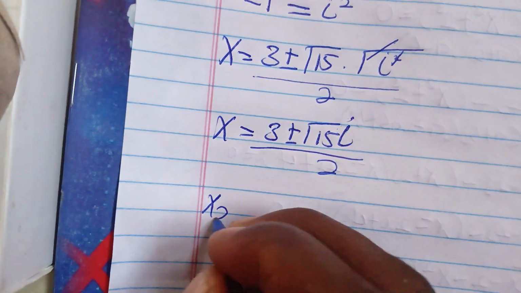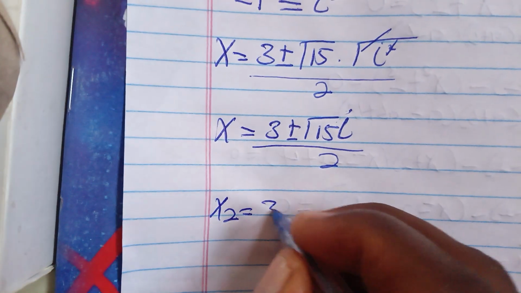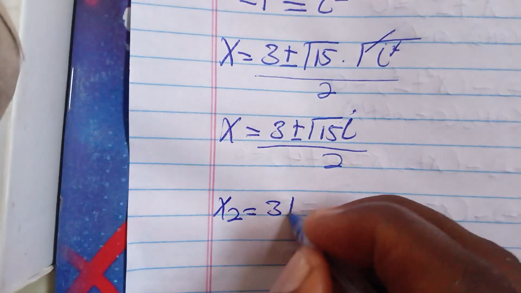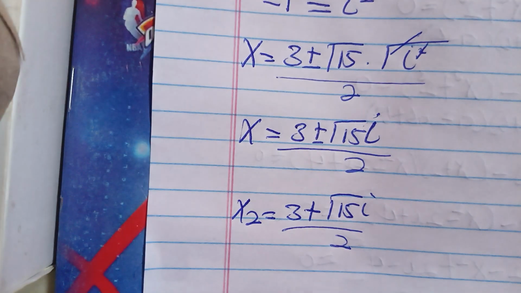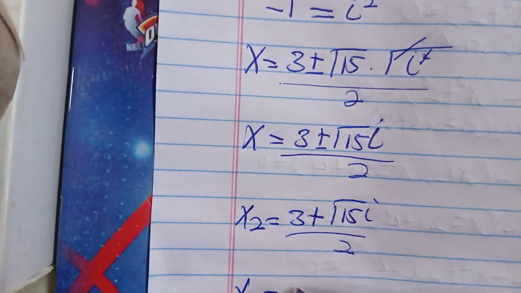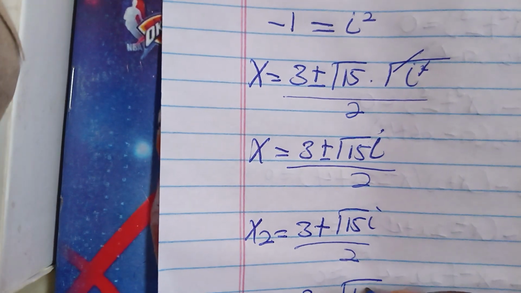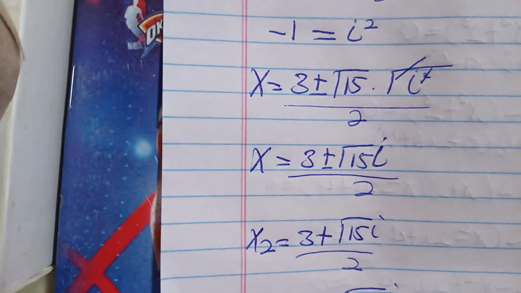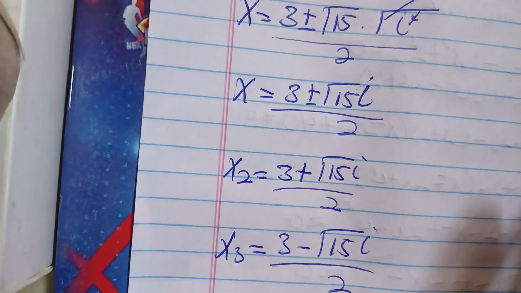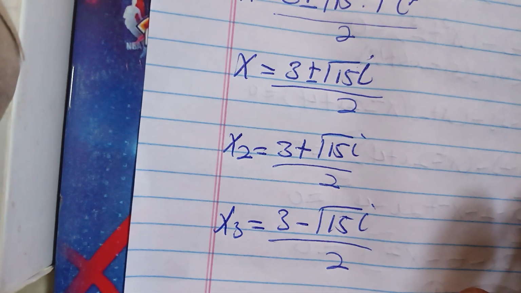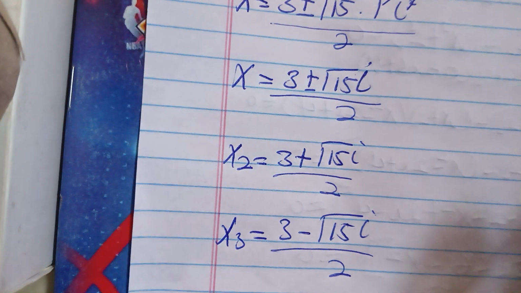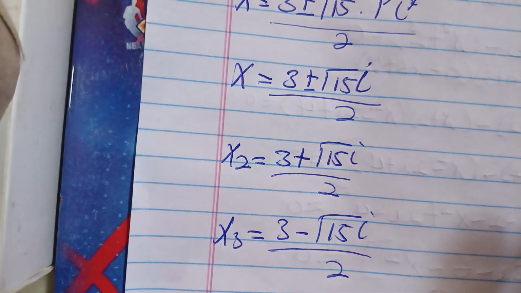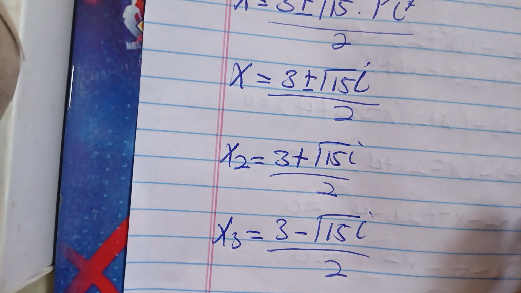Therefore we can say x2 is equal to 3 plus the square root of 15i all over 2, and then x3 equals 3 minus the square root of 15i over 2. Okay, the equation has got complex roots. Okay, so this brings us to the end of the process.